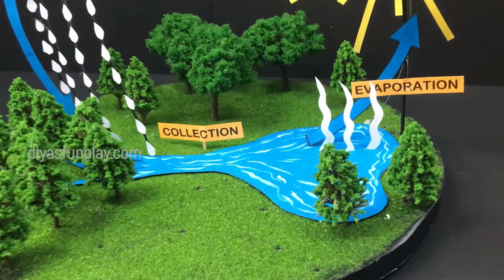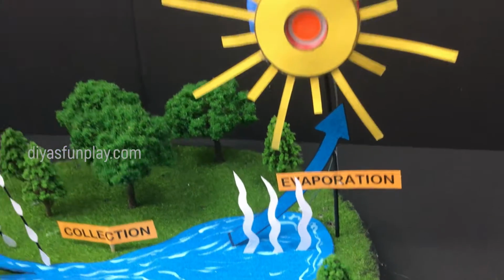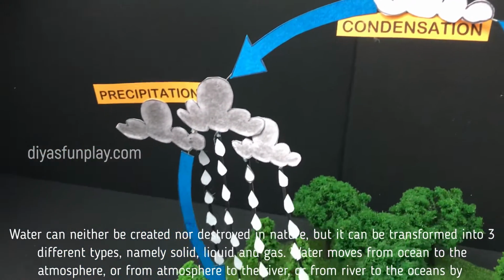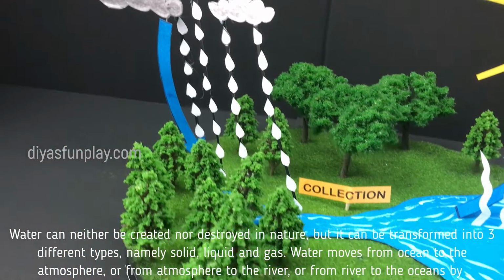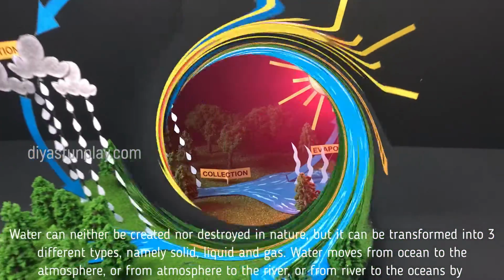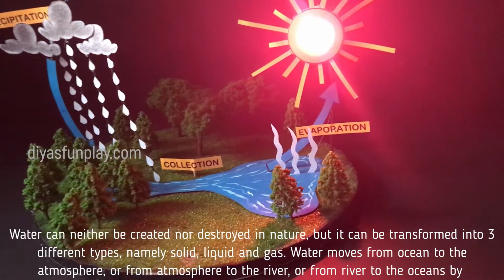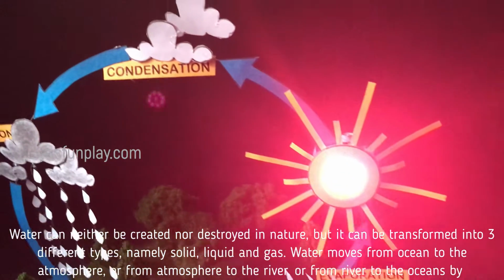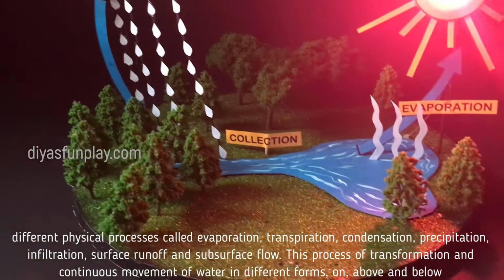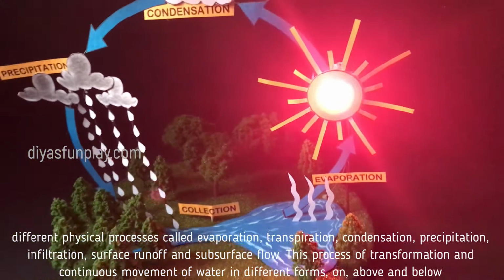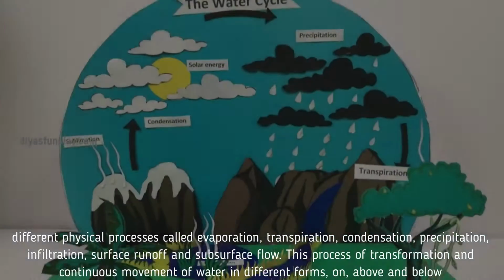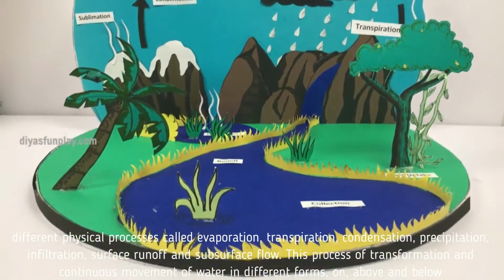In today's video, let's see what is a water cycle. Water can neither be created nor destroyed in nature, but it can be transformed into three different types, namely solid, liquid, and gas. Water moves from ocean to the atmosphere, or from atmosphere to the river, or from river to the oceans by different physical processes called evaporation, transpiration, condensation, precipitation, infiltration, surface runoff, and subsurface flow.